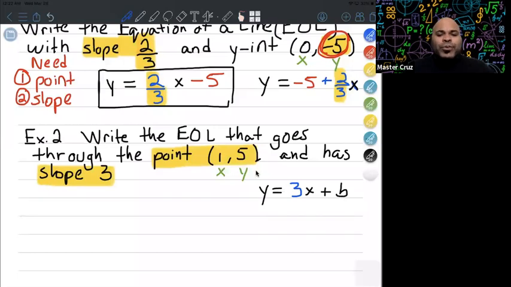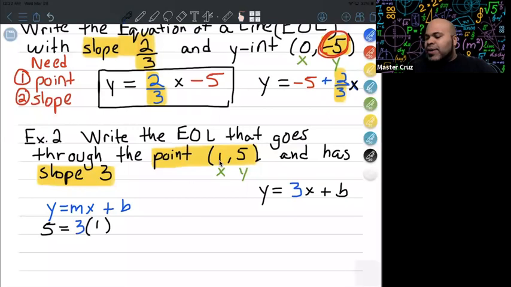So what can I do? Well, I could still use my equation. I could still use the fact that y equals mx plus b, and I'm going to substitute this point and the slope in here to solve for b. So x is 1 and y is 5. So I'm going to substitute. Instead of a y, I'm going to write down 5 equals, instead of m, I'm going to write down 3 because I know that's 3 already. Instead of x, I'm going to write down 1. So I'm going to open a parentheses and write down 1.